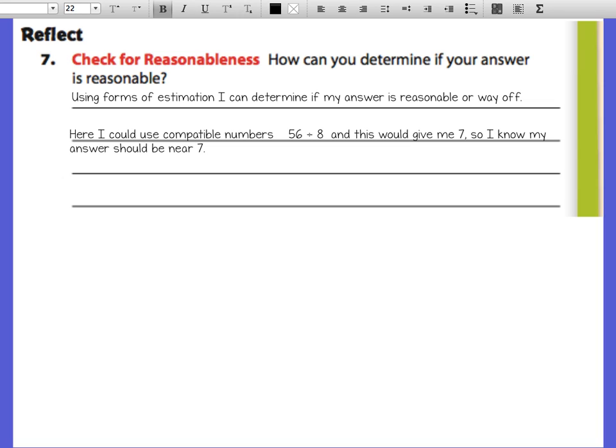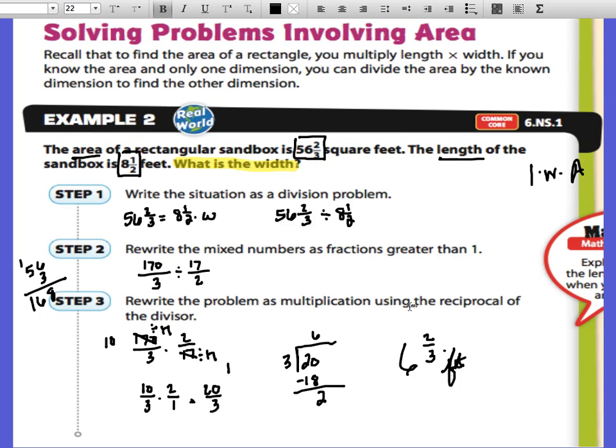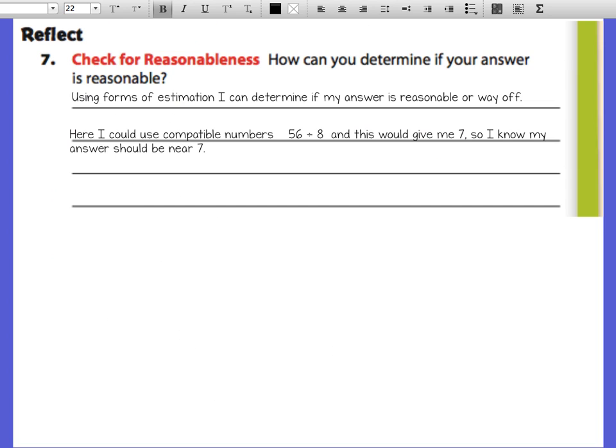So you can always use estimation to check your work. And with division, you don't want to round and say like, okay, 55 divided by 5. No, we can look and see that 56 and 8 work together. So I can do 56 divided by 8 and say, okay, if my answer is near 7, I'm good. And in this case, it was. It was 6 and 2/3, very close to 7. So even though it doesn't tell me if it's exactly correct, it tells me that it's reasonable. So I could leave it and know that I was reasonably close.